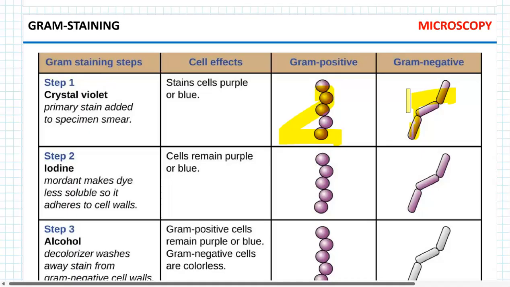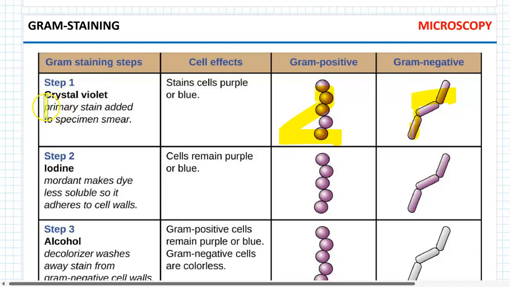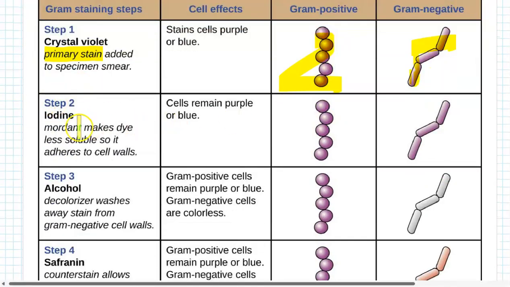Then you have step 2, iodine. So crystal violet is called a primary stain. You need to be able to match the term and the purpose. Then you treat your cells with iodine. The term for iodine is mordant. So what it does is make crystal violet stick to the cell wall even better.